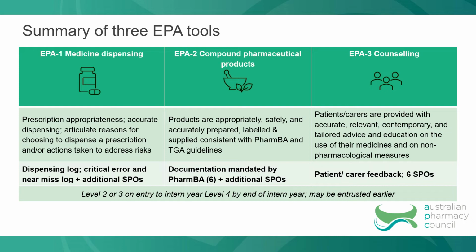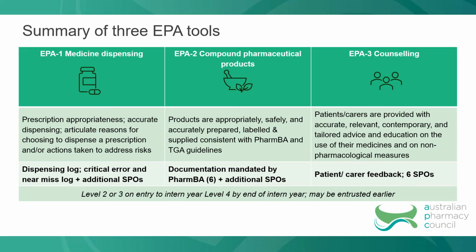EPA 2 is compounding pharmaceutical products and preparing them for supply in a way that is consistent with Pharmacy Board of Australia and TGA guidelines. So this EPA is aligned with the documentation that's already required for the 6 products mandated by the Pharmacy Board of Australia, and this forms the basis of entrustment decision making. Preceptors, again, at their discretion, can consider if any additional short practice observations are required for assessing performance. And in the context of hospital pharmacy practice, preparation of batches could be included in these additional short practice observations.